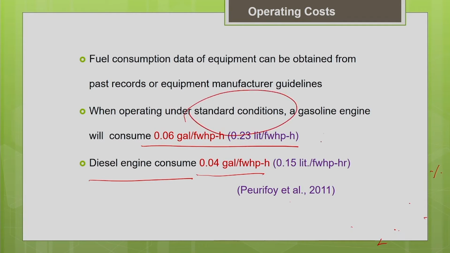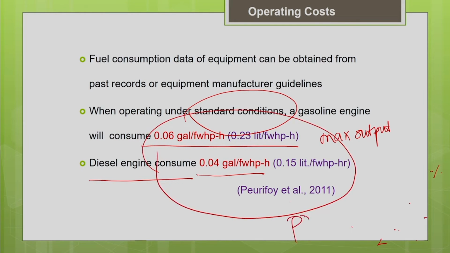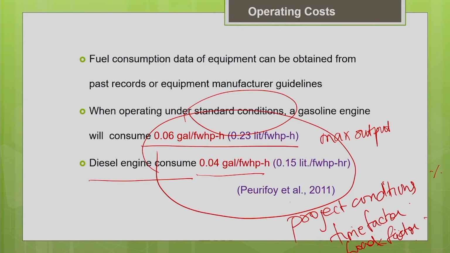Standard conditions means your machine is working at maximum output. So if you are going to use this fuel consumption value for your project condition, you have to adjust this value according to your project condition. Say, for example, based upon your time factor, how much time your machine is going to work, and based upon your load factor, for how much part of the cycle it is working at full power. So you can make use of these fuel consumption factors from the literature, but you have to see your project conditions and accordingly adjust and use it.